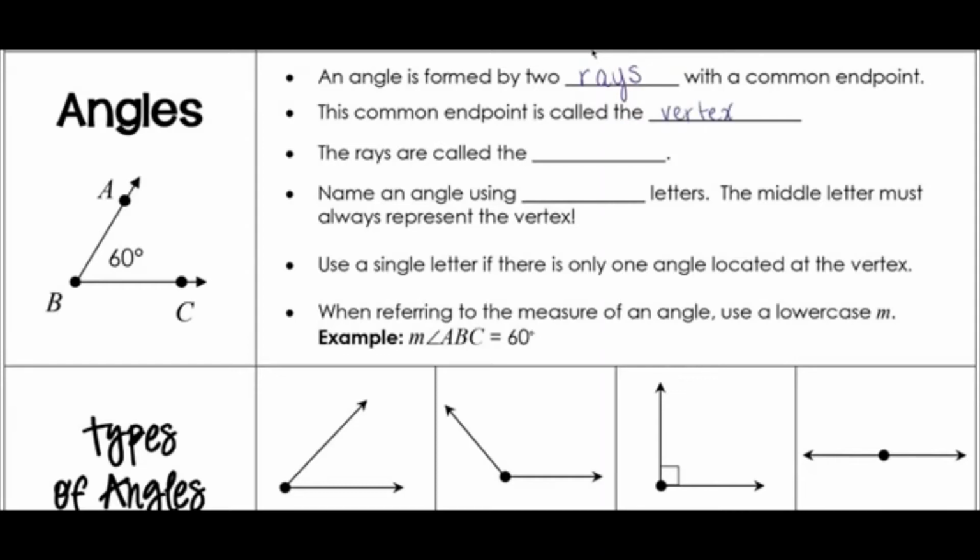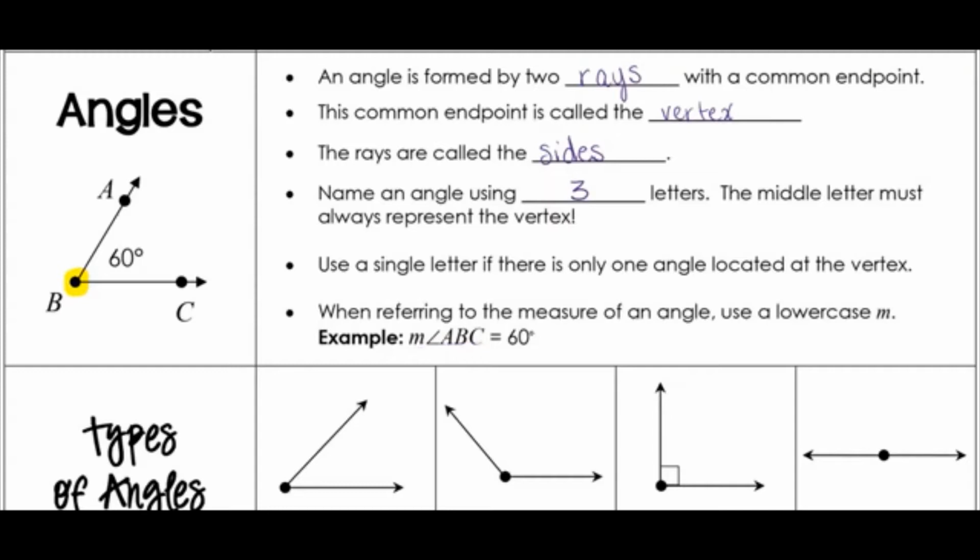And what it means by endpoint, it's basically its starting point, right there. The rays are called the sides, and you name an angle using 3 letters. The middle letter must always represent the vertex, so you're basically going in order right over here. So like angle ABC, which you can see right here.